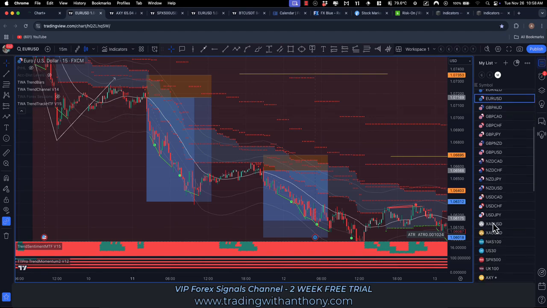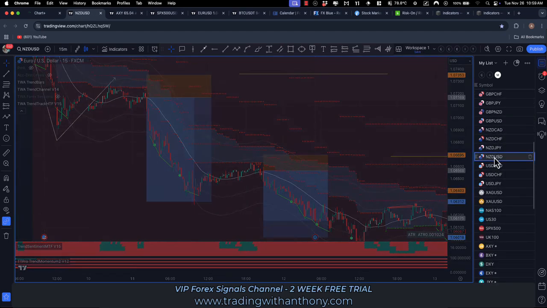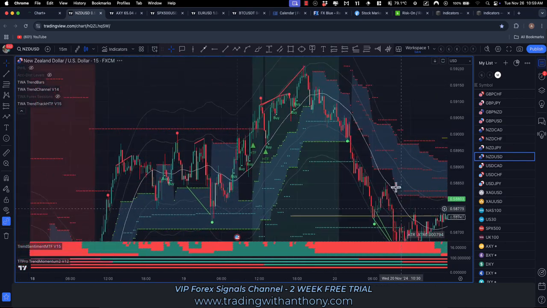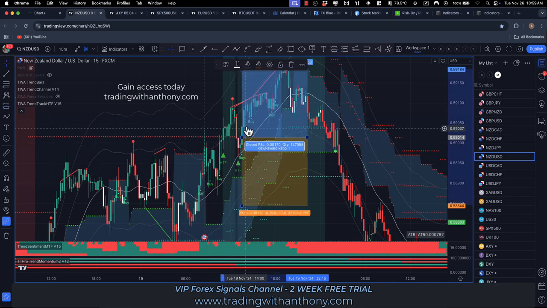Click on any of these. I don't know, what have we got here? New Zealand dollar. Try that. Scrunch it up. Look for a signal. There we go. Right, so we have a buy signal here. HTF kicked in here. The green zone, the pullback, the buy signal was here, so we could take that.